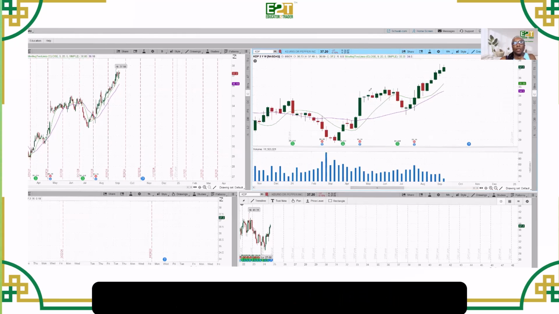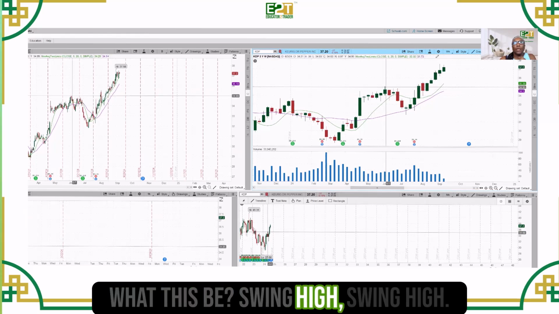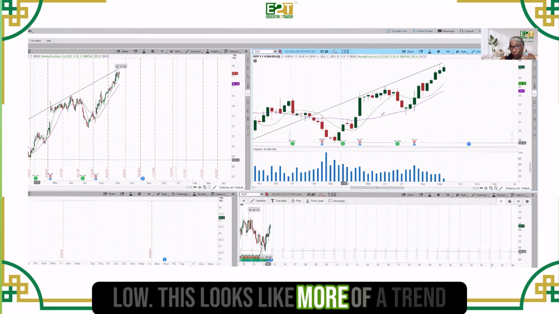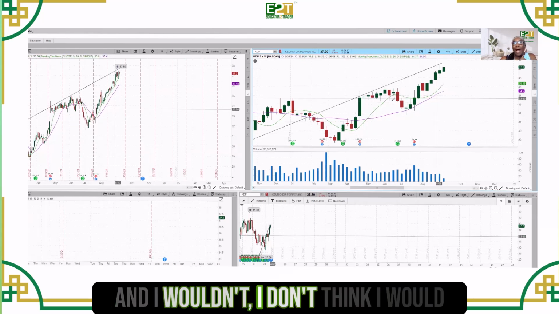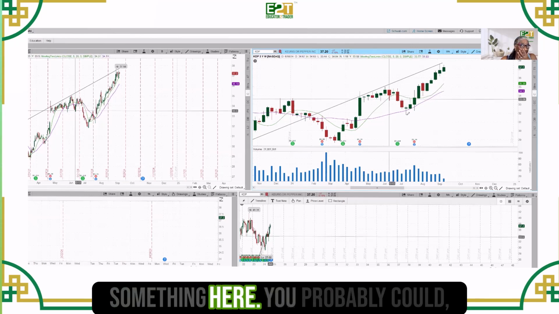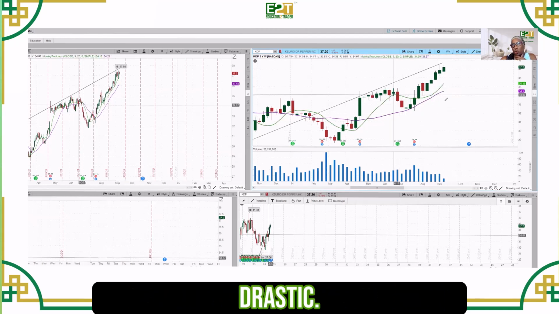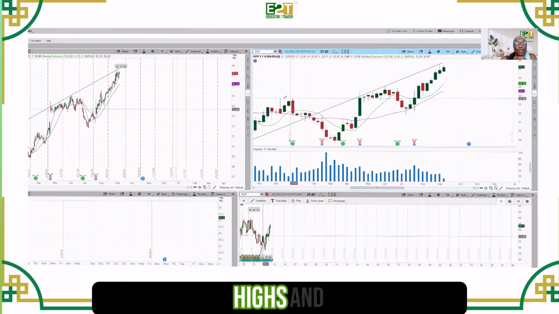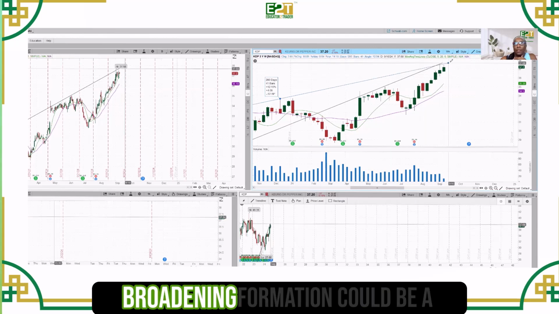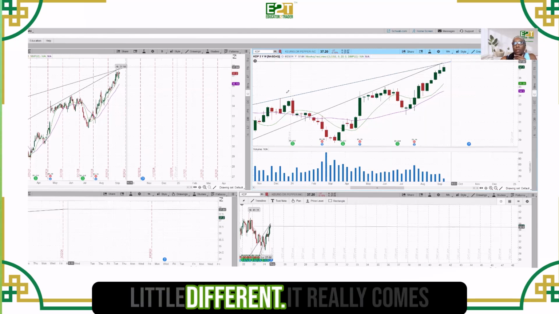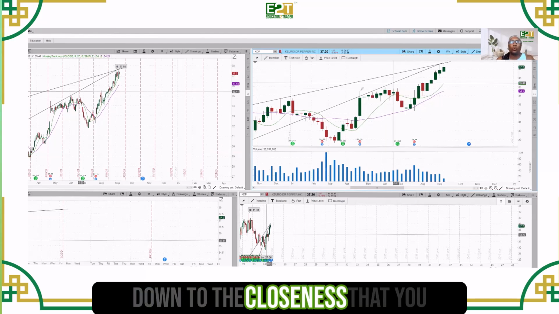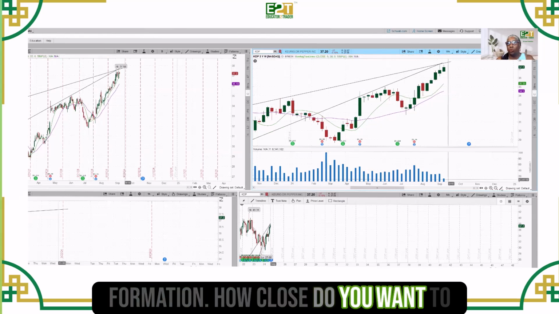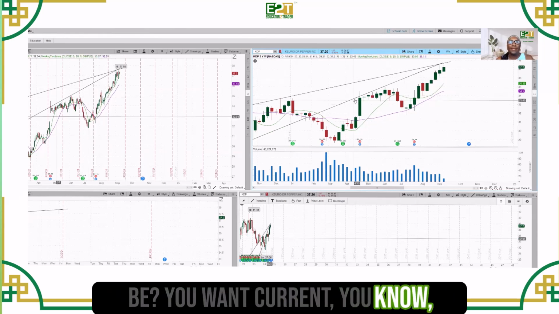Right? Would this be a swing high? I don't really see a swing low. This looks like more of a trend going here. And I don't feel like I would want to force it, like to put something here. You probably could, but that seems like it's just too drastic. This is more of an upwards going trend. You could also do these swing highs and match those up with these. That broadening formation could be a little different. It really comes down to the closeness that you want to get to on the broadening formation. How close do you want to be? You want current price action.